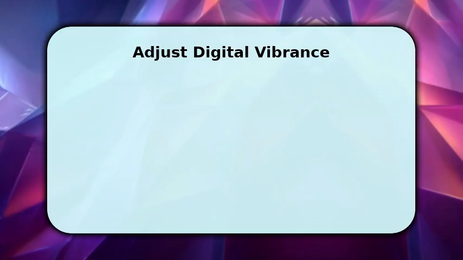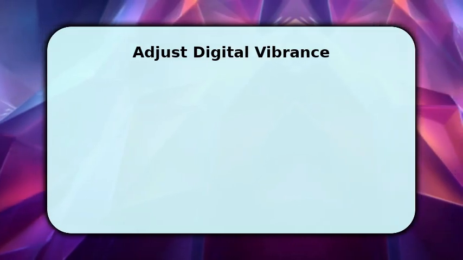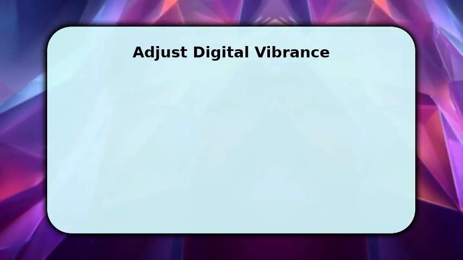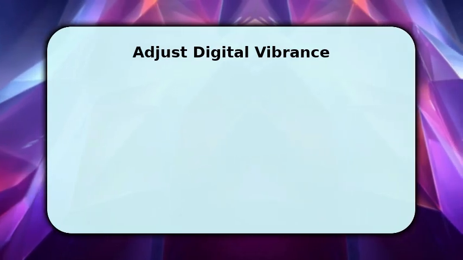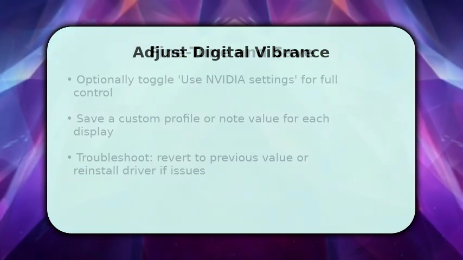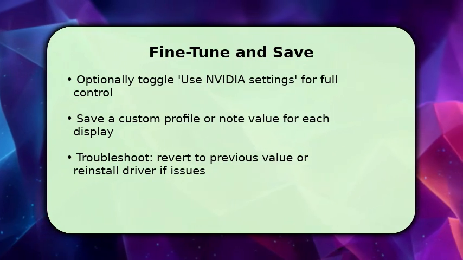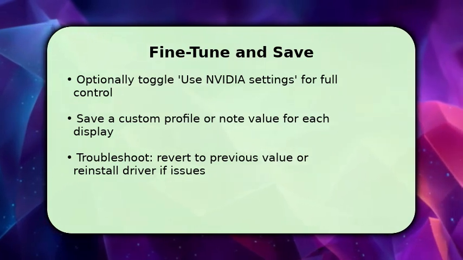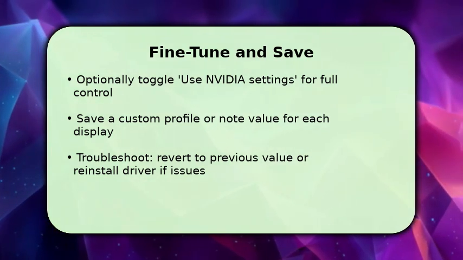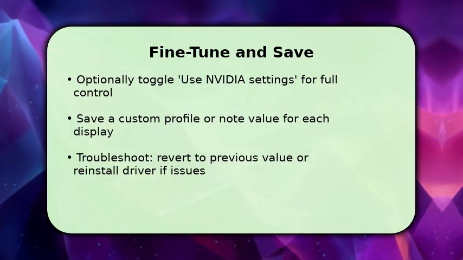Make sure to compare dark and bright scenes. Varying brightness reveals clipping or crushed blacks, so you can find a balanced saturation level that enhances color without losing detail. To finish, switch on Use Nvidia settings if the option exists so Windows won't override your changes. Then fine-tune contrast and gamma to match the new saturation.